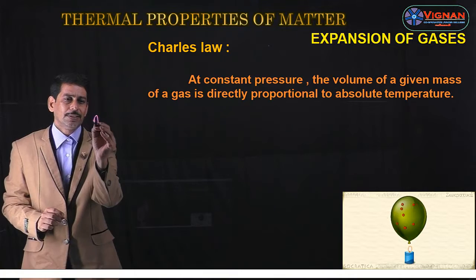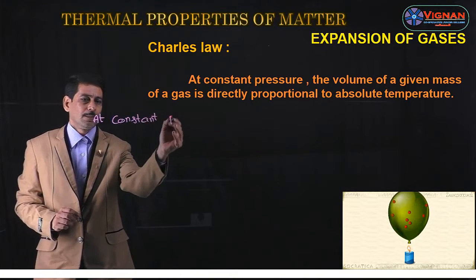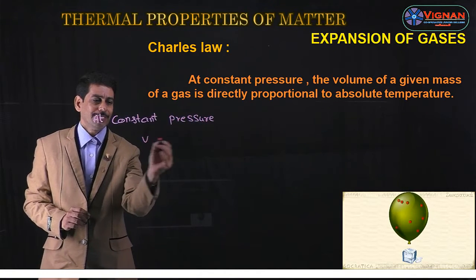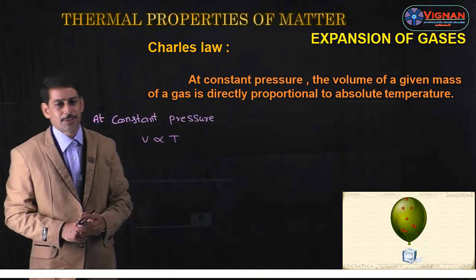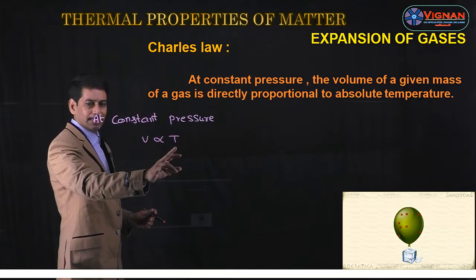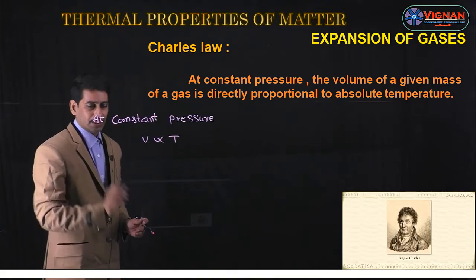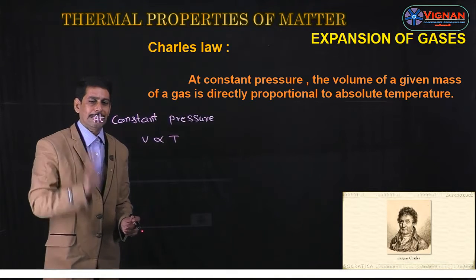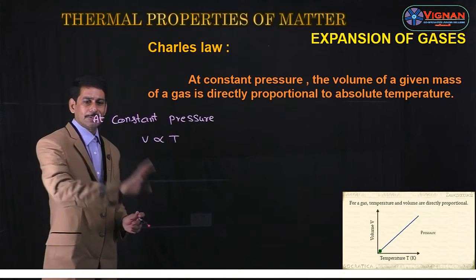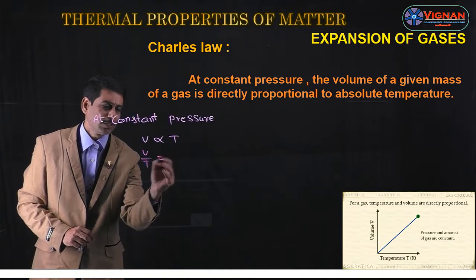So at constant pressure, the volume of a given mass of a gas is directly proportional to absolute temperature. Here T is capital T, that means the temperature is in degrees Kelvin, also called absolute temperature. Whenever you apply Charles' law, the temperature should always be taken in Kelvin scale. If the temperature is given in degree centigrade, that should be converted into Kelvin scale. So from this we can also write V by T is equal to constant.